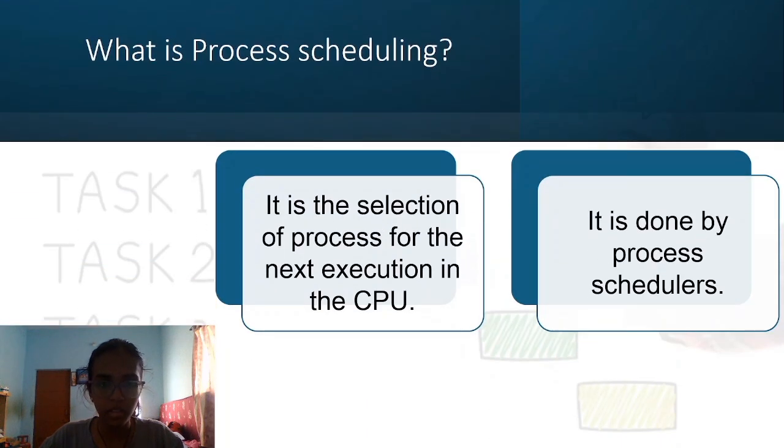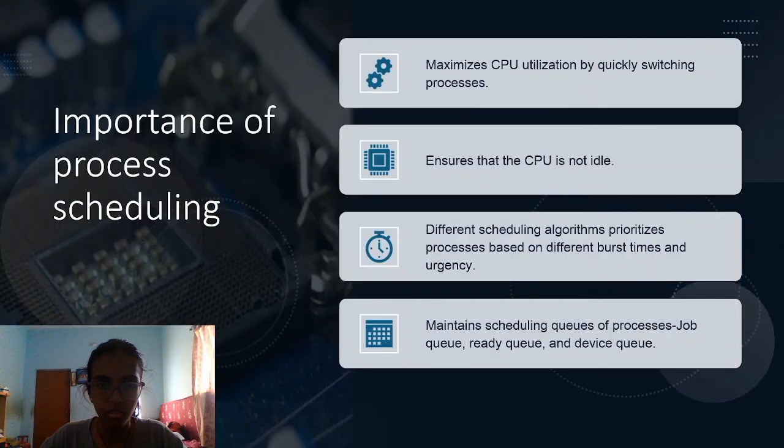What is process scheduling? Process scheduling is the selection of process for the next execution in the CPU. Process scheduling is done by process schedulers. Process scheduling is important as it maximizes CPU utilization by quickly switching processes. It ensures that the CPU is not idle and is always executing a process. Different scheduling algorithms prioritize processes based on different burst times and urgency.